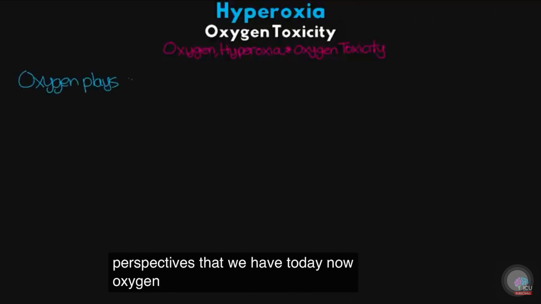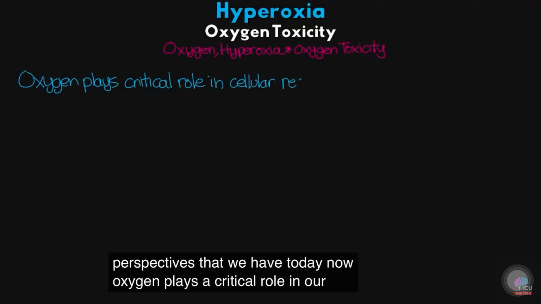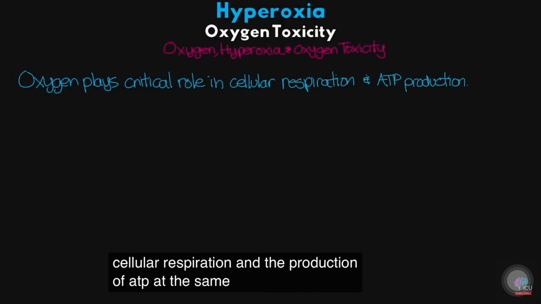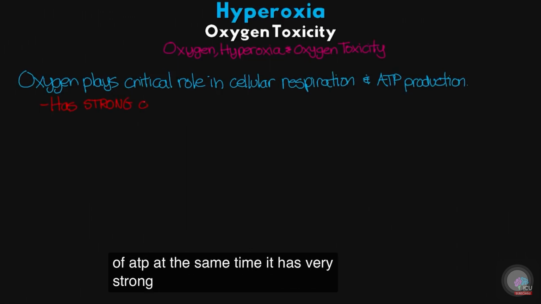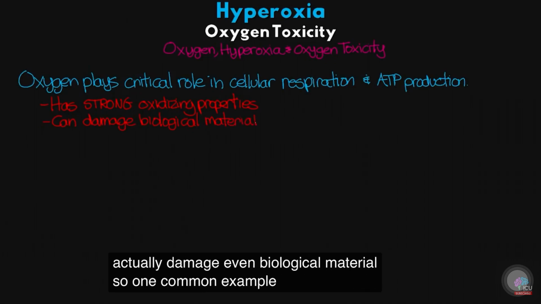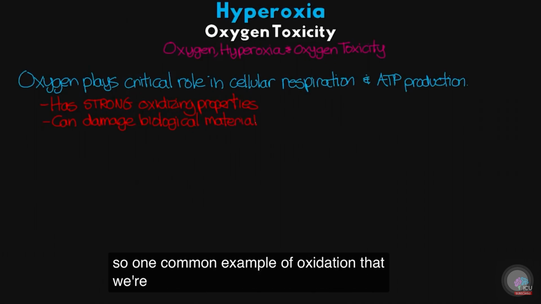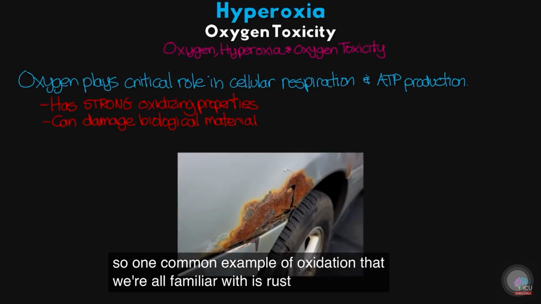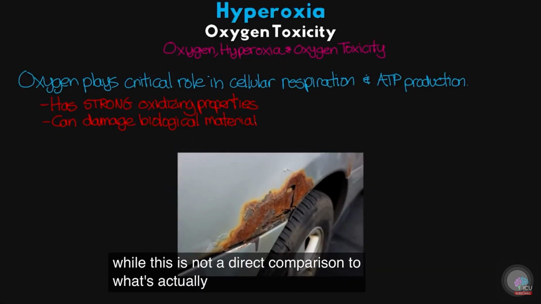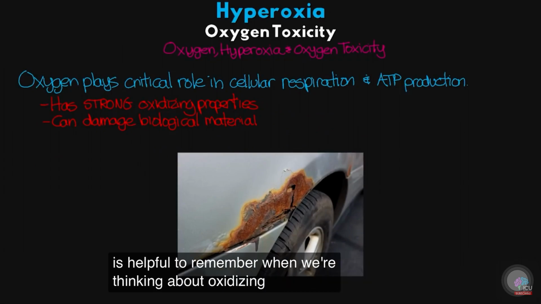Now, oxygen plays a critical role in our cellular respiration and the production of ATP. At the same time, it has very strong oxidizing properties that can actually damage even biological material. One common example of oxidation that we're all familiar with is rust. And while this is not a direct comparison to what's actually happening in the body, it is helpful to remember when we're thinking about oxidizing damage.